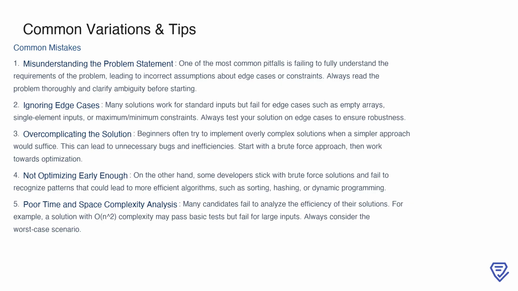Overcomplicating the solution is another pitfall many face, especially when a simpler approach would work just as well. Start with a straightforward brute force method and then refine it as needed. Conversely, not optimizing early enough can also be an issue. While brute force is a good starting point, it's important to recognize patterns and optimize your solution using techniques like sorting, hashing, or dynamic programming. Lastly, poor time and space complexity analysis can lead to inefficiencies. Always account for the worst-case scenario, as a solution with O(n^2) complexity might pass smaller tests but fail with larger inputs. Analyze your algorithm's efficiency to avoid these issues.